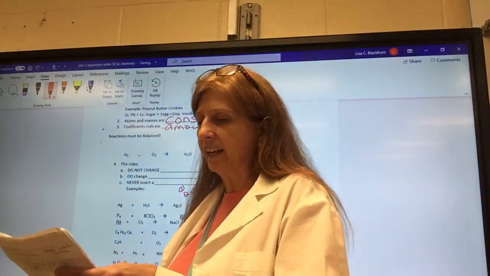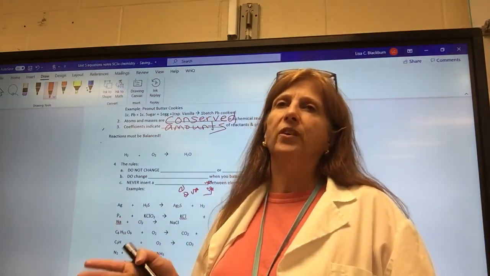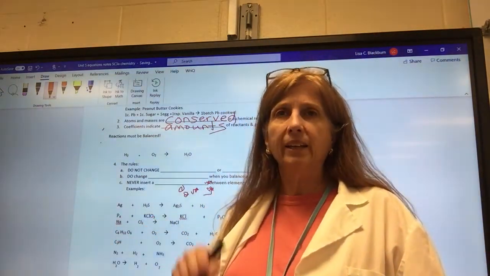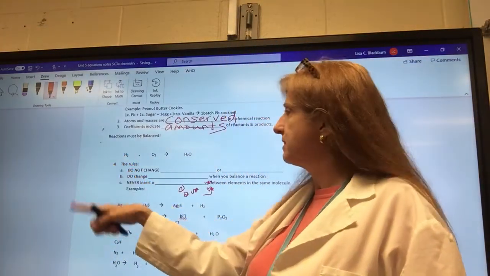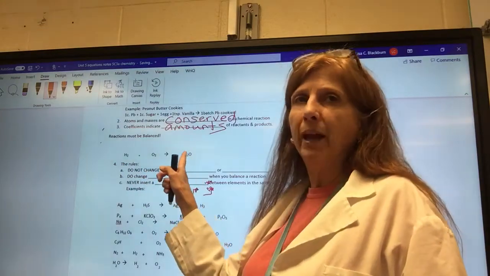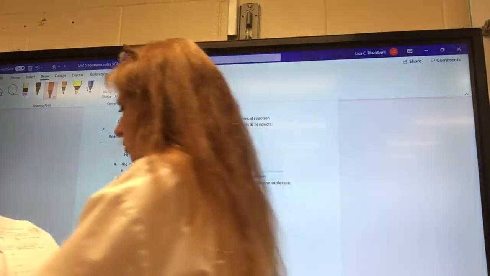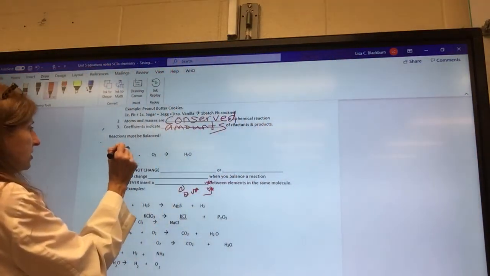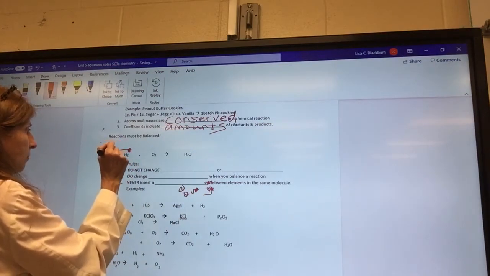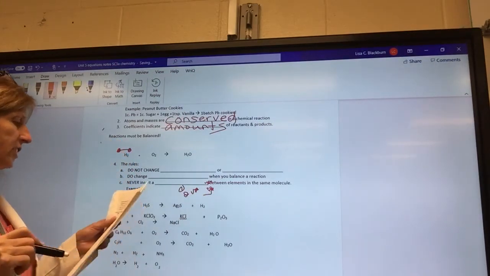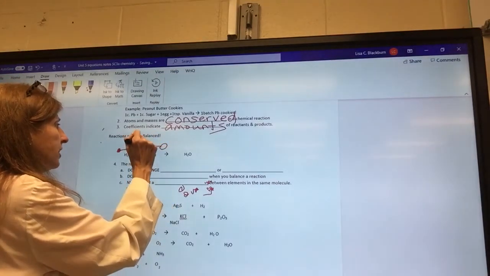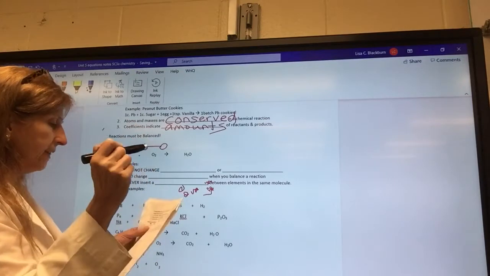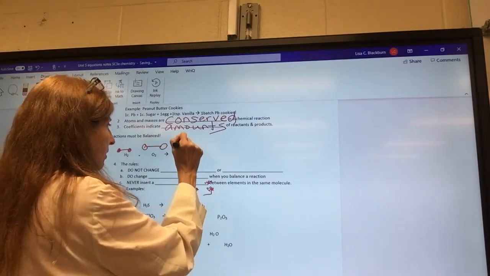Okay, the next idea is that reactions must be balanced because of the law of conservation. What you put in is what you get out. So here I have hydrogen gas plus oxygen gas making water. I want to draw it. I have a hydrogen gas, and then I have an oxygen gas, and then I have a water.